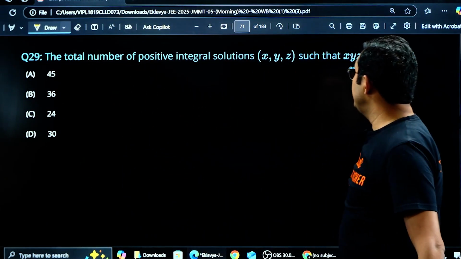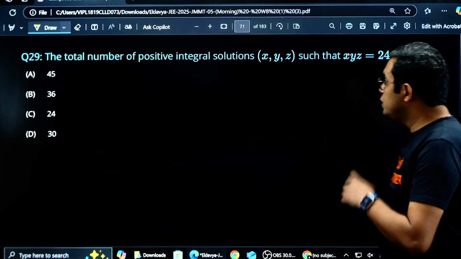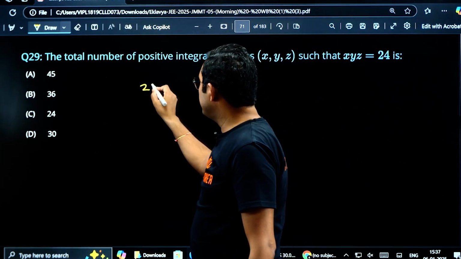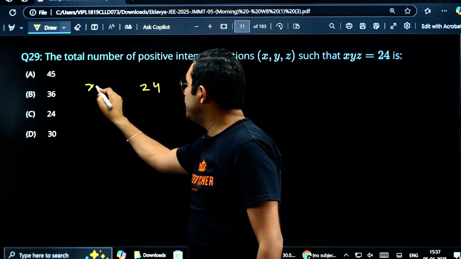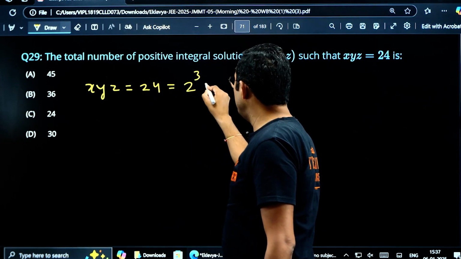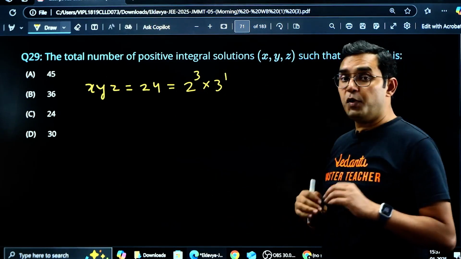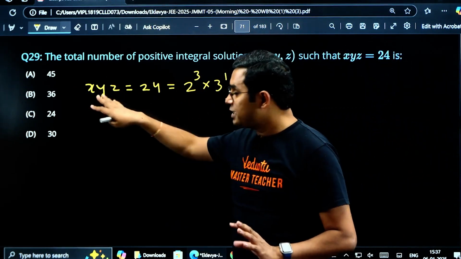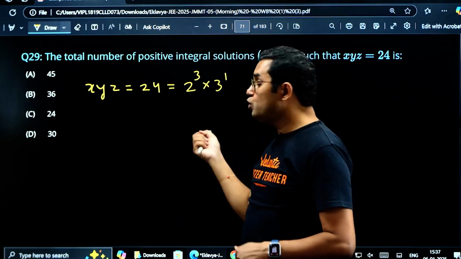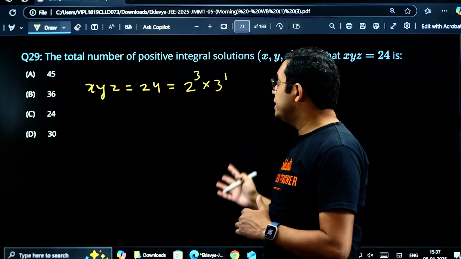Total number of positive integral solutions such that xyz is equal to 24. Okay. Now to do this question, I need to make prime factorization of 24. xyz is equal to 24, and I will write it as 2 raised to the power 3 into 3 raised to the power 1. Now please see, because xyz are positive integers, so these xyz will be having some factors of 2 or 3. Now 2 can be considered separately, 3 can be considered separately.